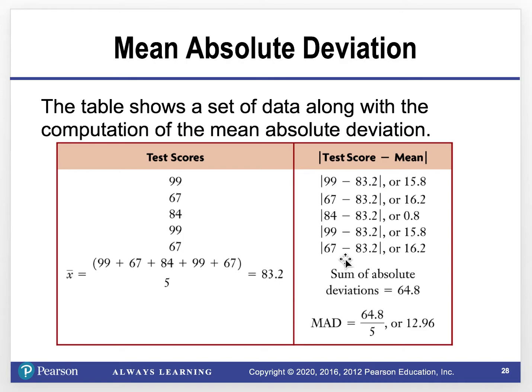So the mean absolute deviation takes the absolute value of each number to get rid of the negatives. Standard deviation takes the square of this number to get rid of the negative. That's the only difference. Then you add them up and divide by how many values there are. In other words, take that average, and that's your mean absolute deviation.